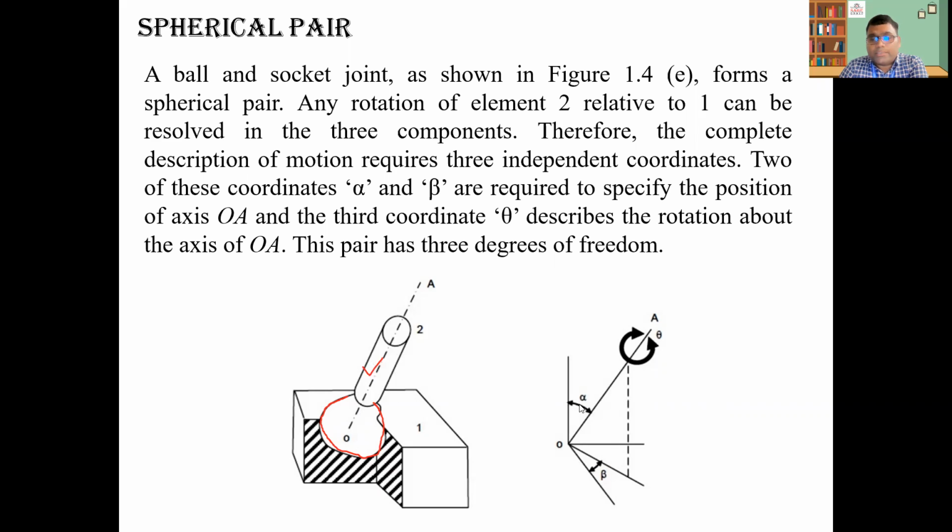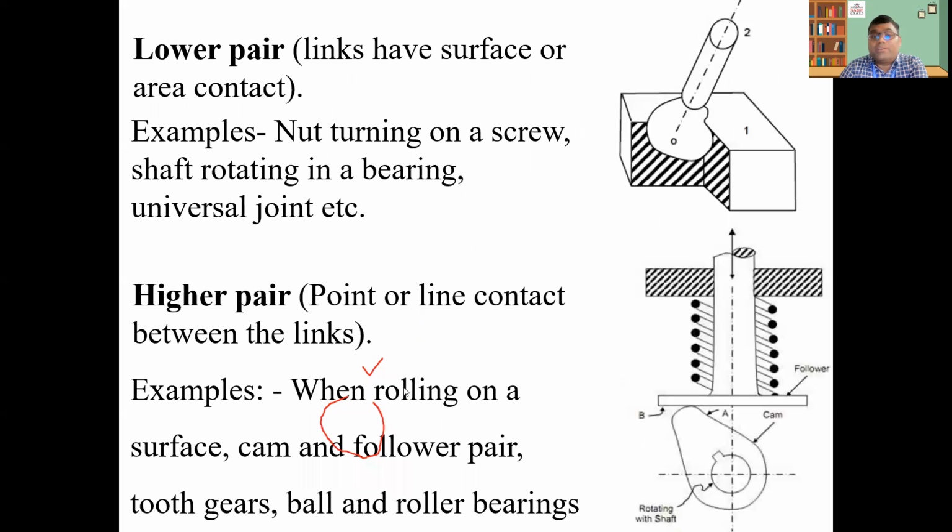You can see, one is alpha and another is beta at this position. So it is represented by two angles alpha and beta, and one is the rotation about its own axis. So three independent coordinates are required to describe the motion of this element 2. So we can say this pair has 3 degrees of freedom.